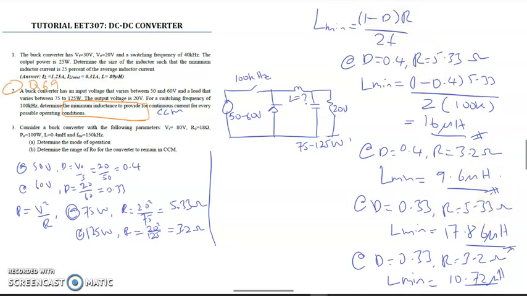But for this calculation, what is the minimum to make sure that it operates at the boundary at least? So we choose the highest of the available selection: 16, 9, 10 and 17. So the highest is 17.8. So this is the value to maintain, to ensure the circuit is providing continuous current for every possible operating condition.